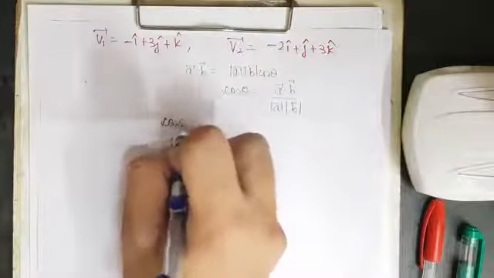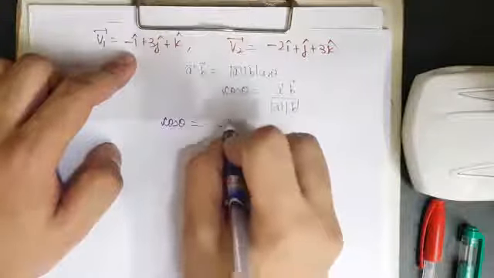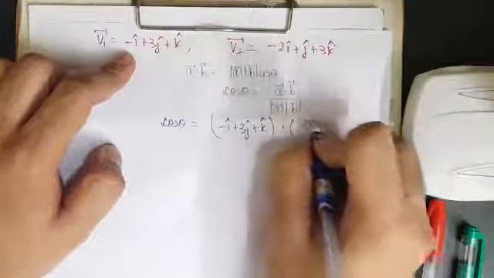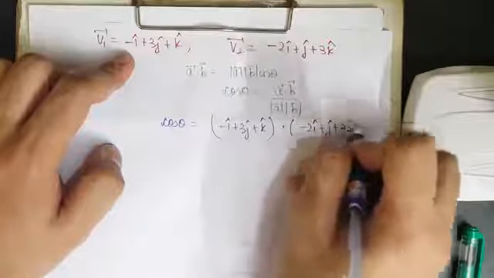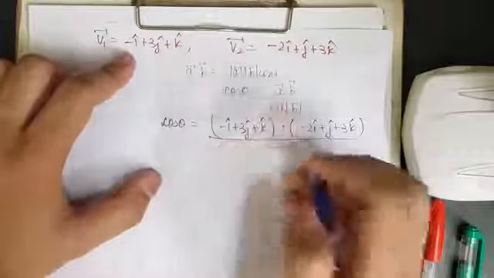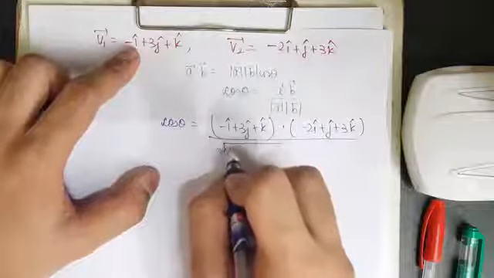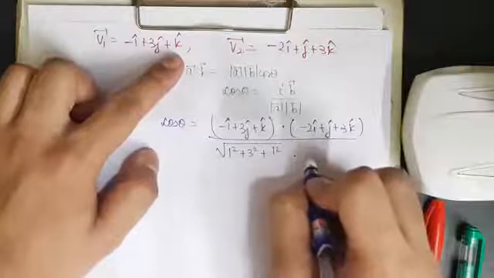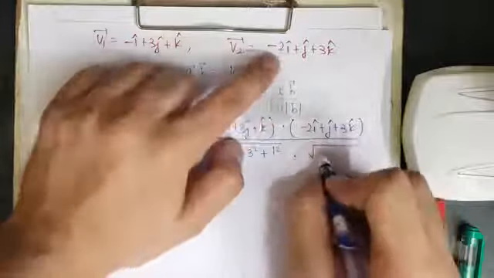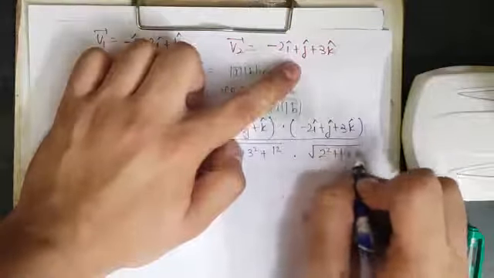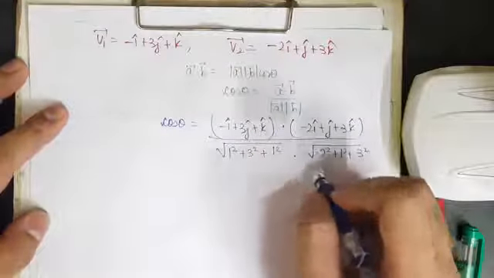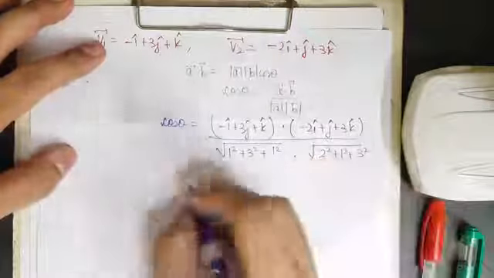So cos theta will be equal to a dot b, that is this dot this. Let us put in the values. So (-i bar plus 3j bar plus k bar) dot (-2i bar plus j bar plus 3k bar) upon modulus of a, that will be under root 1 square plus 3 square plus 1 square, into modulus of b, which is 2 square plus 1 square plus 3 square. Basically -1 square should be here and -2 should be here, but that is not a problem because it is squared. So that is very basic.